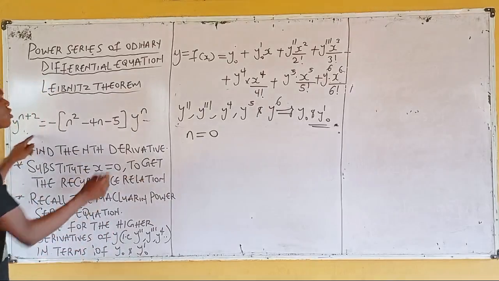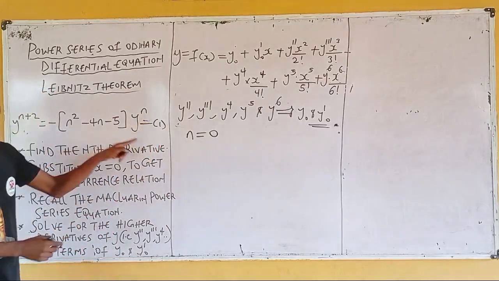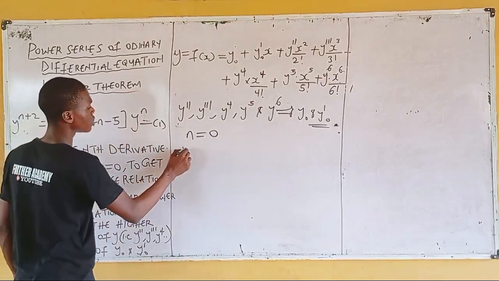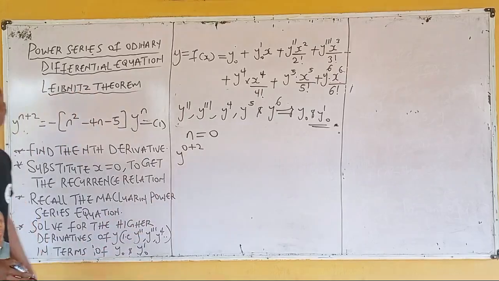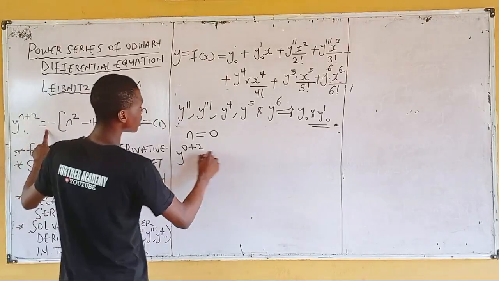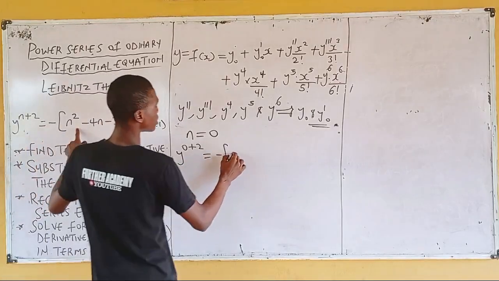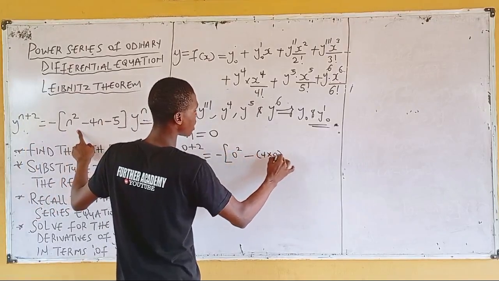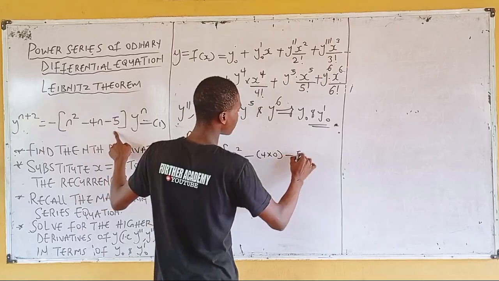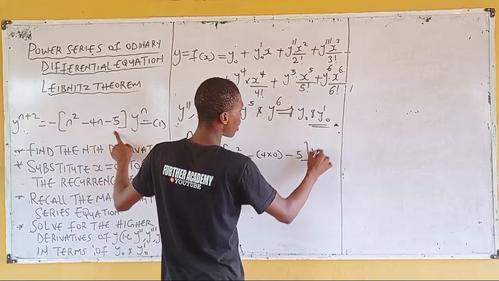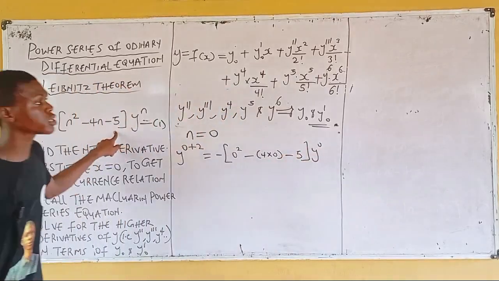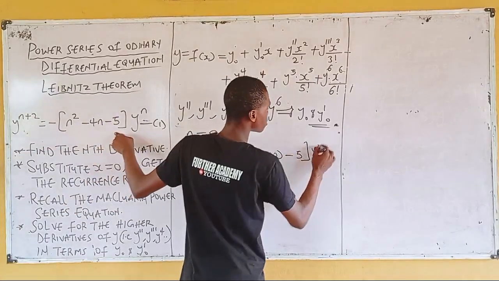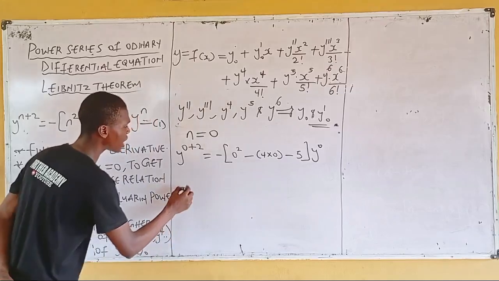what do I have? Following this recurrence relation, I have y raised to the power of 0 plus 2, equating that to negative all into bracket 0 squared, minus 4 multiplying 0, minus 5 multiplying y raised to the power of 0. Any question on that? Multiplying y raised to the power of 0. Simplifying this, what do I have?